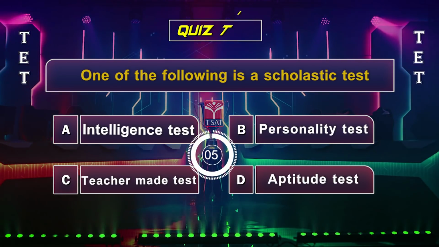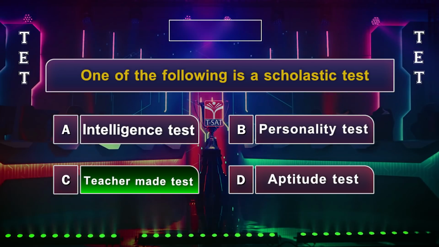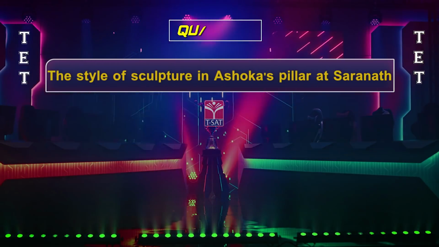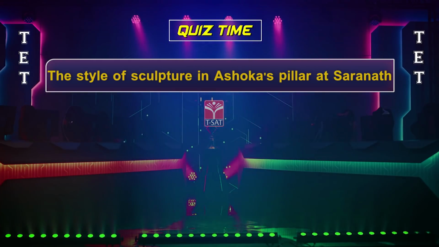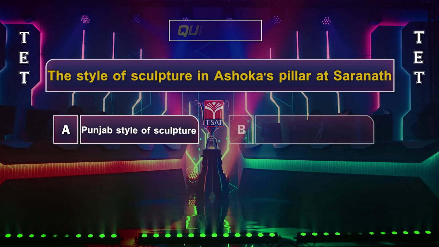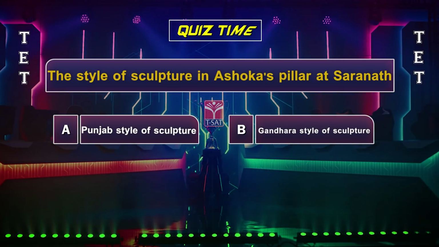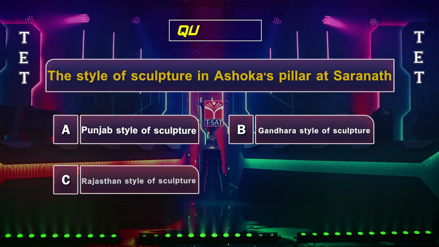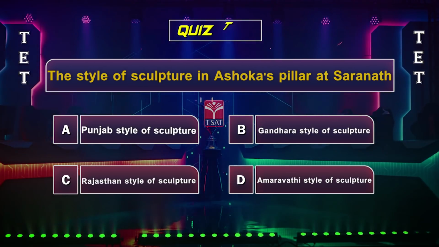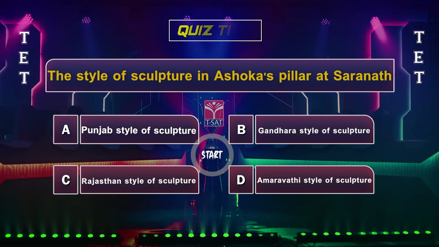The correct answer is option C, teacher-made test. 29th question. The style of sculpture in Ashoka's pillar at Saranath. Option A, Punjab style of sculpture. Option B, Gandhara style of sculpture. Option C, Rajasthan style of sculpture. Option D, Amaravati style of sculpture. Your time starts now.